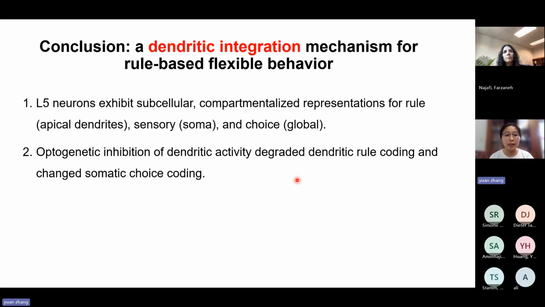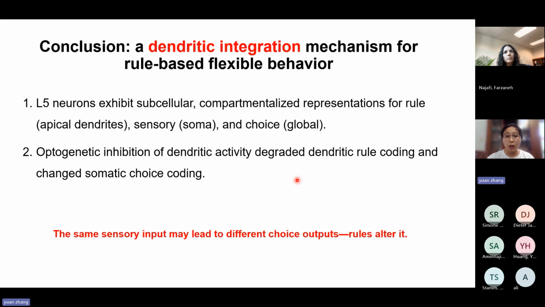First, we found that neurons exhibit subcellular compartmentalized representation for rule information in apical dendrites and sensory information in the soma, and also globally the choice representation. And the second is that optogenetic inhibition of dendritic activity can degrade the dendritic rule coding and change the somatic choice coding. So with the same sensory input, they may lead to different choice output because the rule can alter it even within a single neuron. So that's the take-home message.